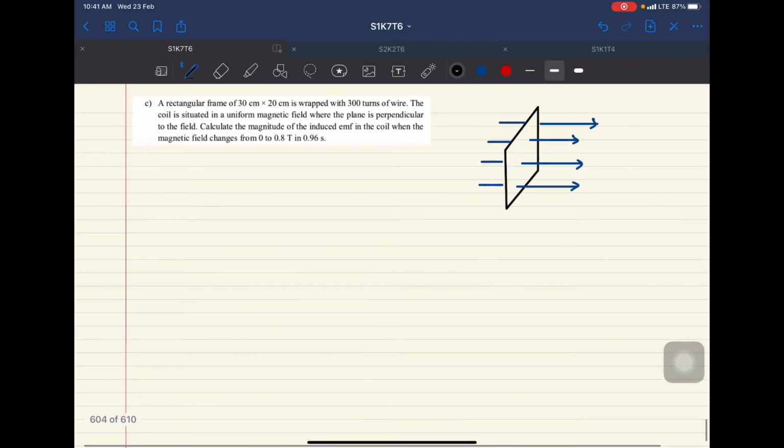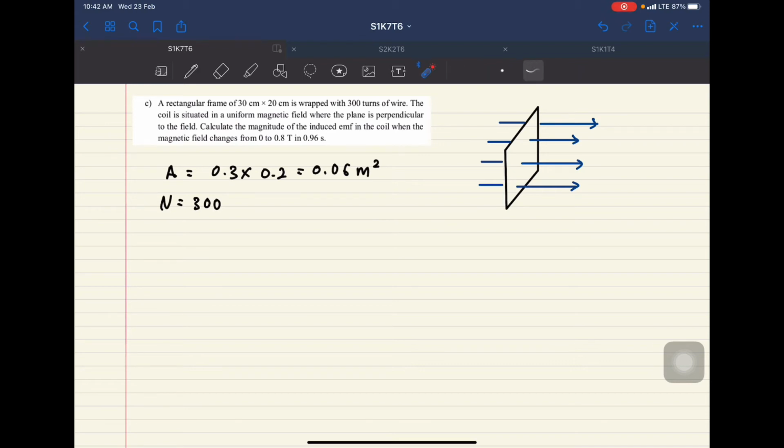Okay, the next one, a rectangular frame of 30 times 20 centimeters. So let's say this one is 30 times 20. So area is equals to 0.3 multiplied by 0.2. Let's say we calculate that one. 0.06 meter square. Right, with 300 turns of wire, N equals to 300. The coil is situated in a uniform magnetic field where the plane is perpendicular to the field. The plane itself, so this is the plane and this is the field, so it's perpendicular. So B in this direction and A will be in that direction.